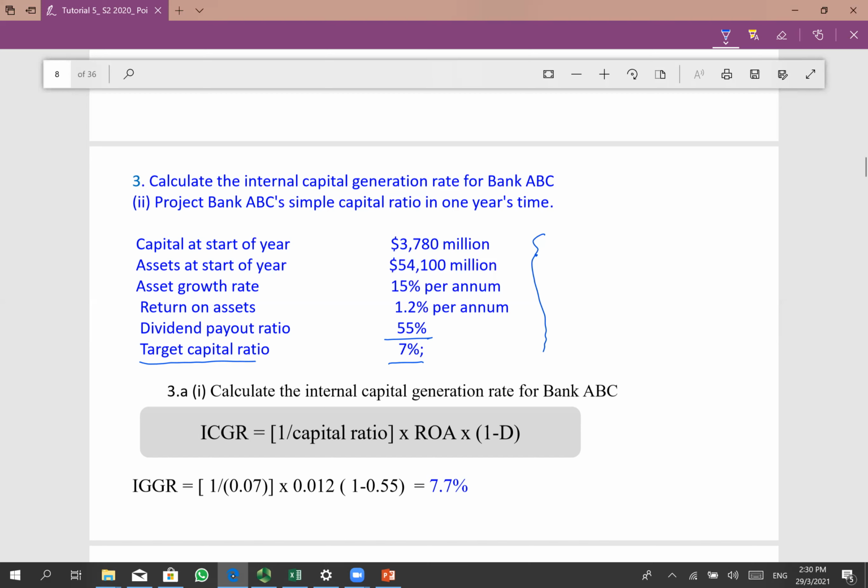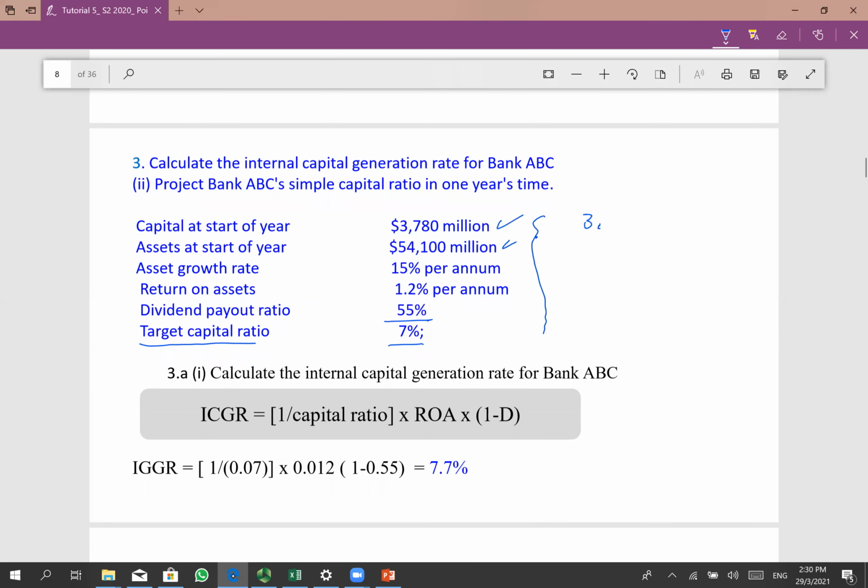Because the capital ratio should be this one divided by this one. 3780, this is the beginning of the year, over 54,100. Right? If you calculate this one, it's actually 6.996, which means 7%. Which means actually I am on target. I set my target and I am fine.